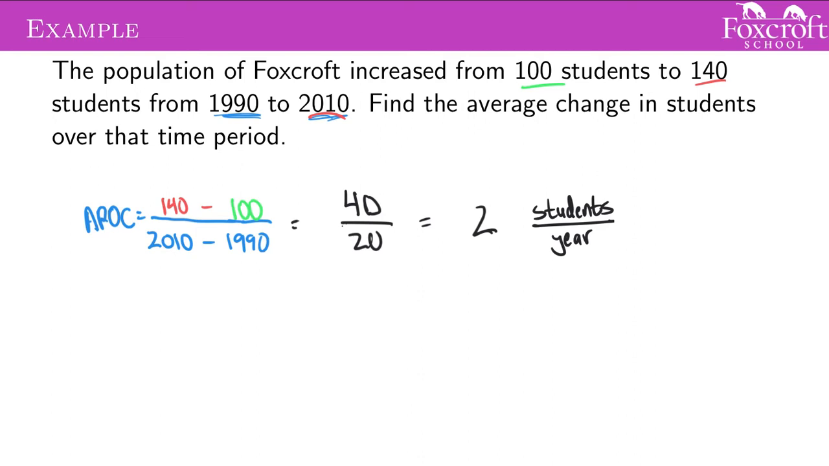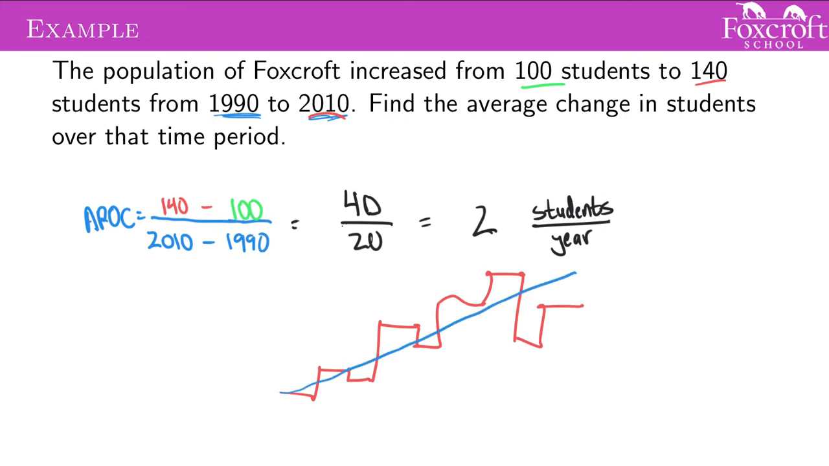Of course, that's probably not the exact number. It probably went from like 100 to 103, then maybe next year is 102, and then up to 110 or something like that. So it's not going to be exactly 2 students a year, but on average, it just slowly crept up at 2 students per year to get to 140 at that time.